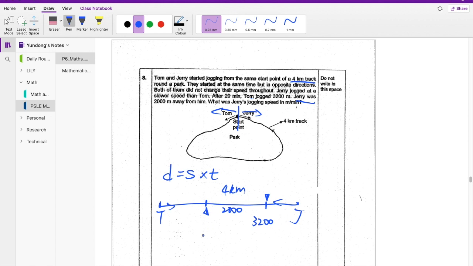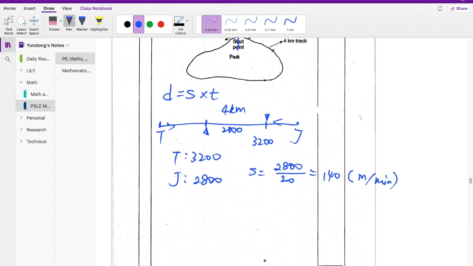So here we see that in the same time, Tom traveled 3,200. How about Jerry? Jerry traveled here, only 800, plus this 2,000, which is 2,800. So we want to calculate Jerry's speed. Speed equals what he traveled, 2,800, divided by the time, which is 20 minutes. So this equals 140. The unit is meters per minute. So the answer is 140 meters per minute.